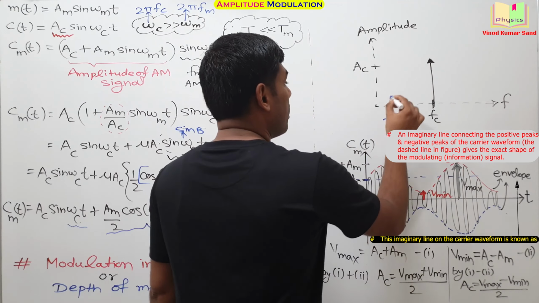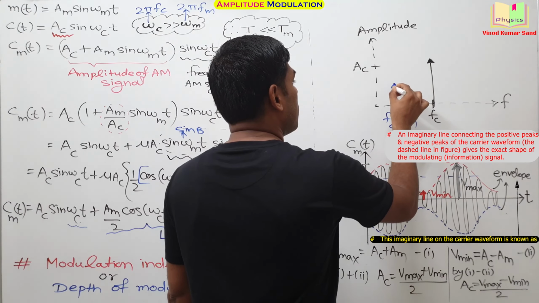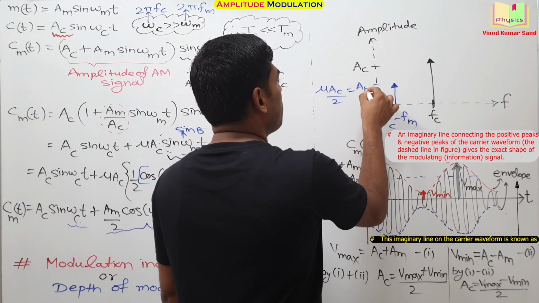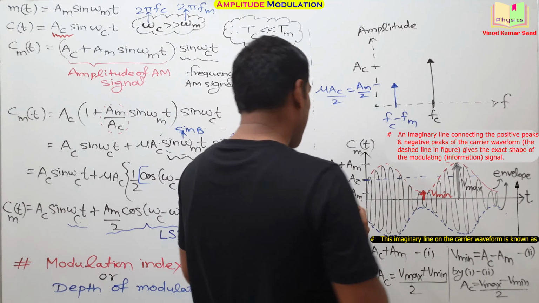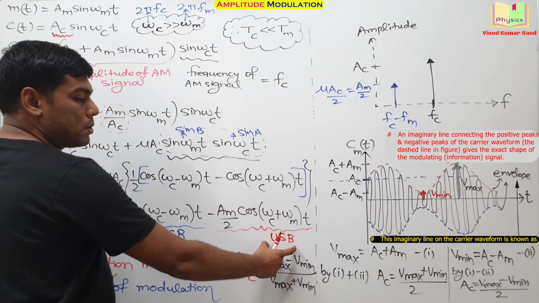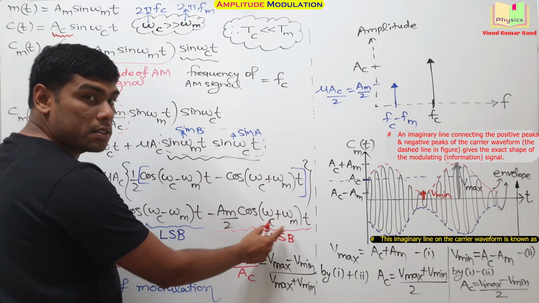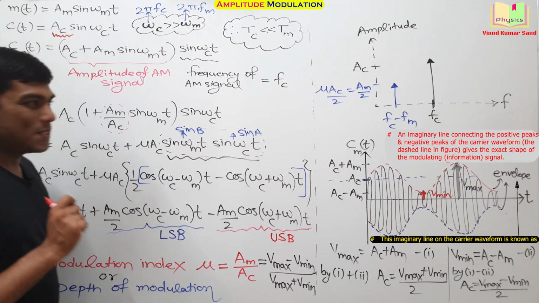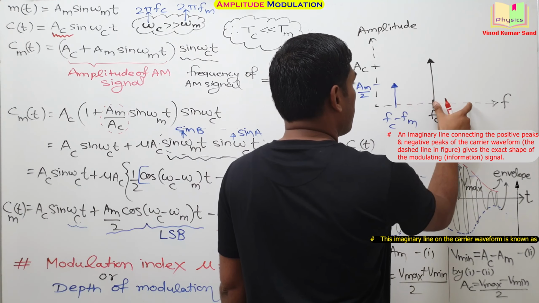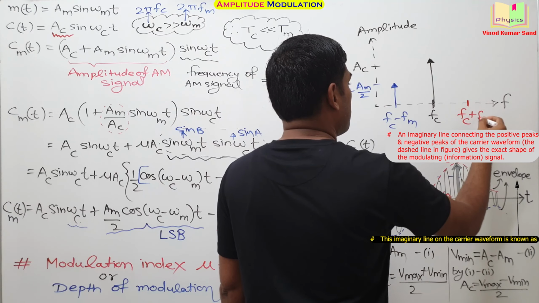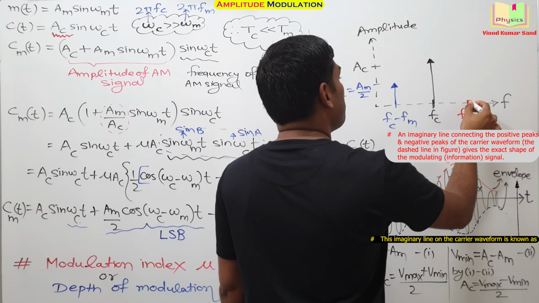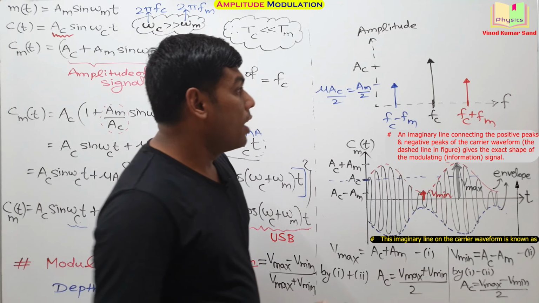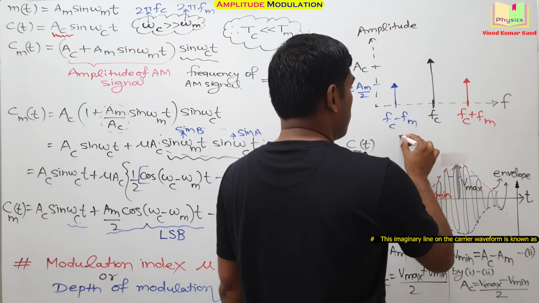You can write anything. I am showing it here. This level will be mu Ac by 2 or Am by 2. And the last part is the upper sideband. Its frequency will be Fc plus Fm, and amplitude is Am by 2 or mu Ac by 2. So plotting the upper sideband Fc plus Fm, its amplitude is the same as this one. Is it okay? Here you will get the bandwidth.